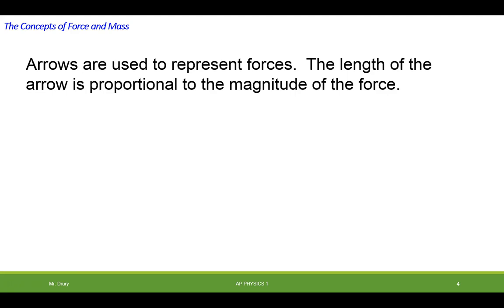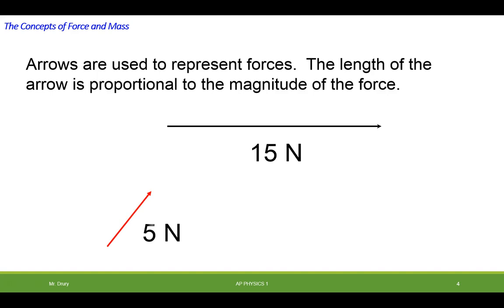Arrows are used to represent forces, and the reason is because once again a force is a vector, just like acceleration was a vector and velocity was a vector and displacement was a vector. And the length of it has to do with how much magnitude it has. The arrow direction will tell you what direction that particular vector is acting in. And as you can see, the length of this vector here, the 5 Newton vector, is 1/3 that of the 15 Newton vector. So it makes sense.